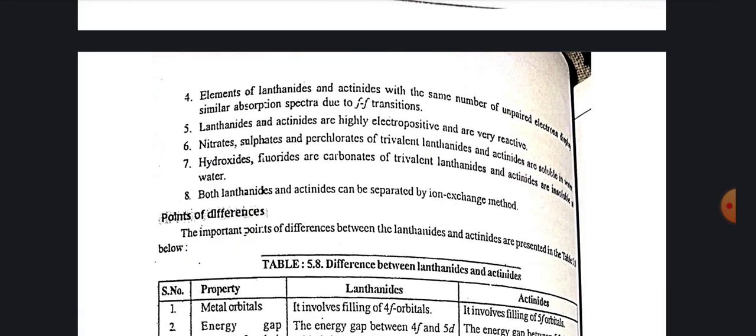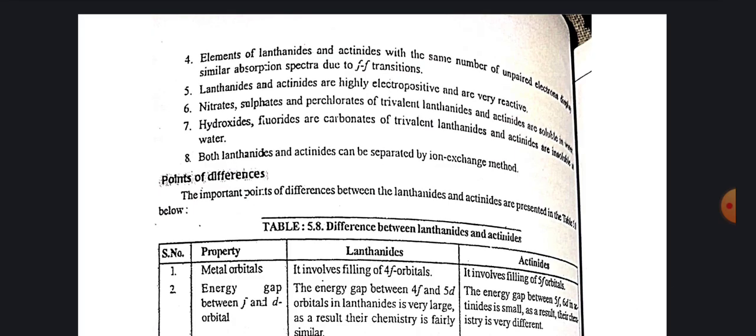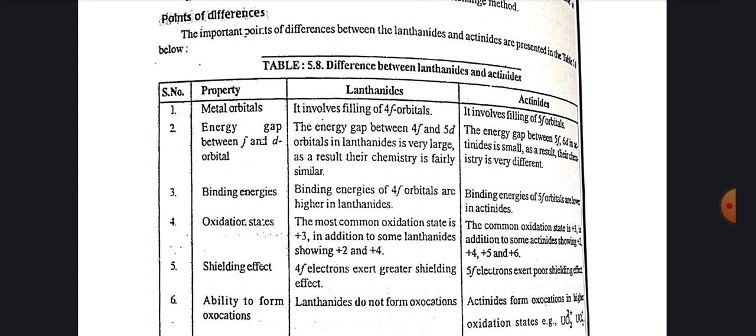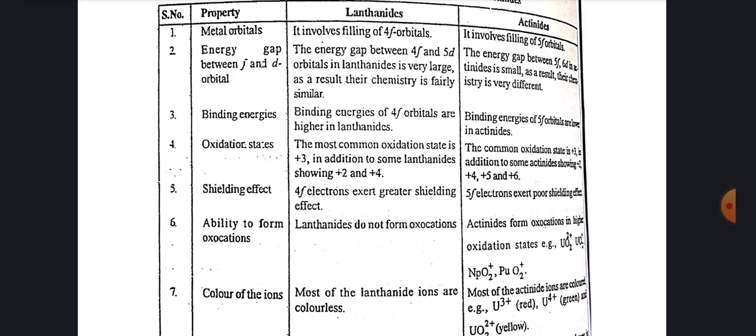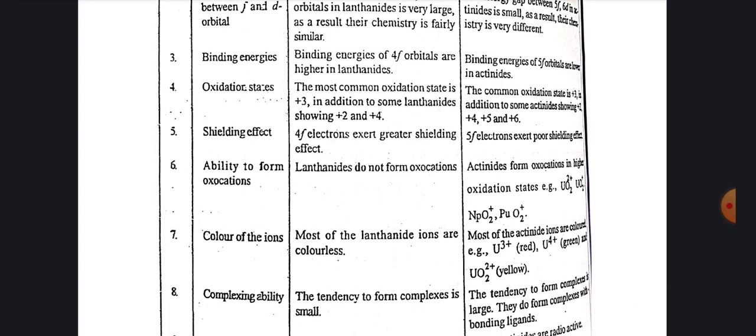Points of differences. The important points of differences between the lanthanides and actinides are presented below. Here the table is given. Metal orbitals: lanthanides involve filling of 4f orbitals, while actinides involve 5f orbitals. Energy gap between f and d orbitals: the energy gap between 5f and 6d and 4f and 5d orbitals is higher in lanthanides. Binding energy of 5f orbitals is less than that of 4f orbitals. Oxidation states: the most common oxidation state of lanthanides is +3, with +2 and +4 also seen. Actinides show the +3 oxidation state in addition to some showing +4, +5 and +6.